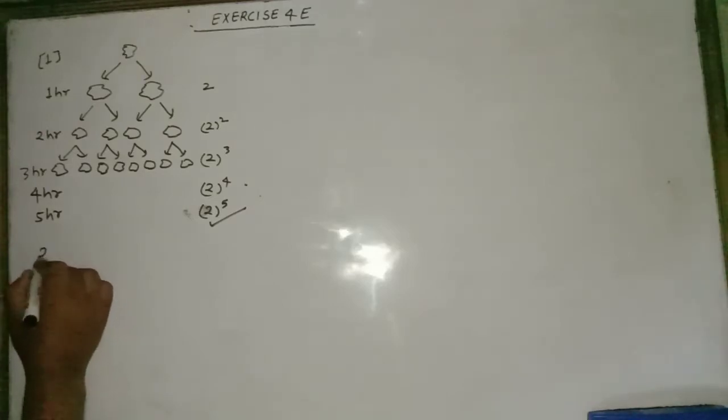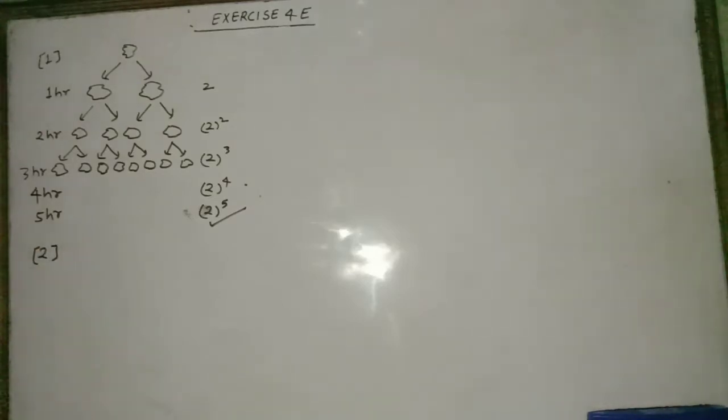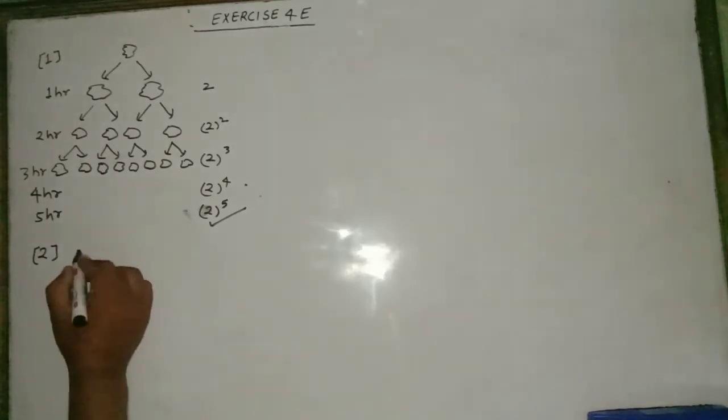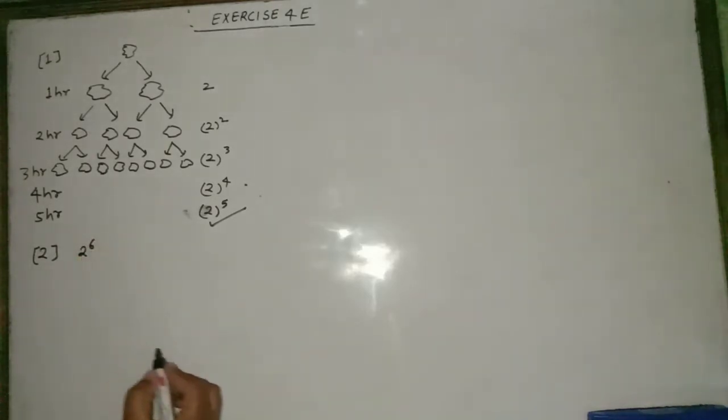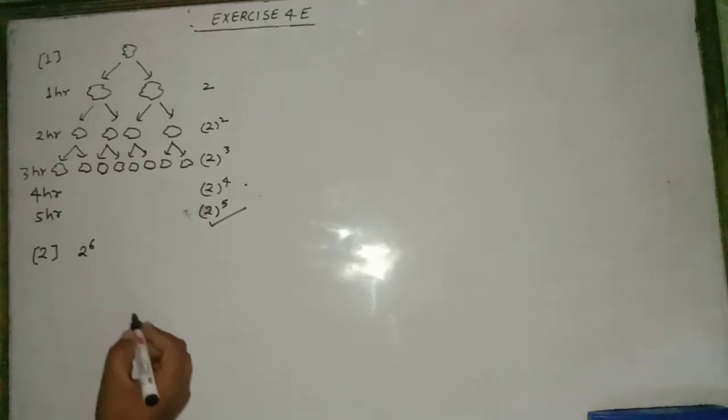Now come to question number two. A certificate of pedigree lists a dog's parents, grandparents and so on. The power 2 to the power 6 describes the number of great grandparents a dog has. How many is this? So what you will do in this: 2 to the power 6 is written, so it is describing the great grandparents.